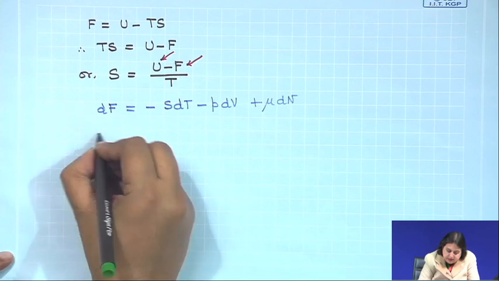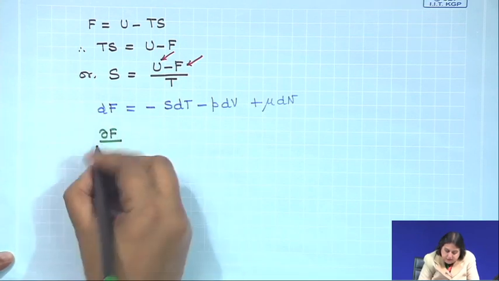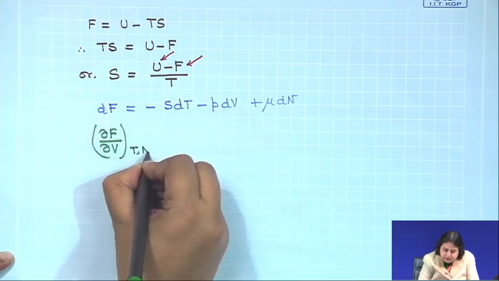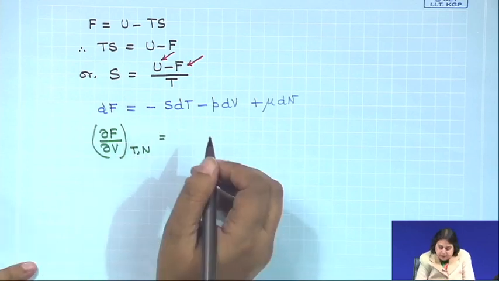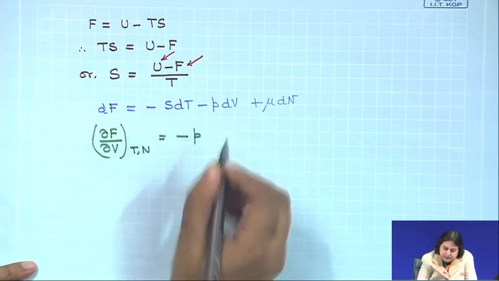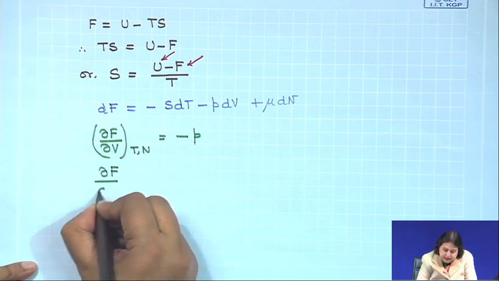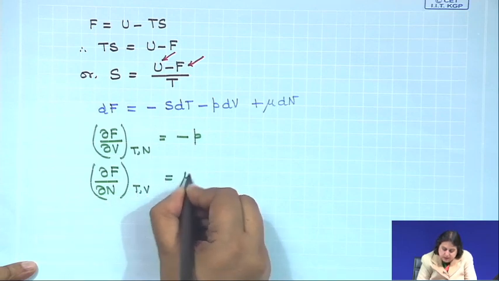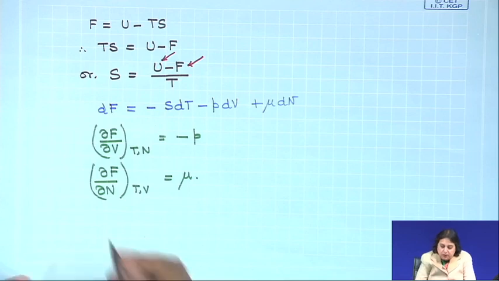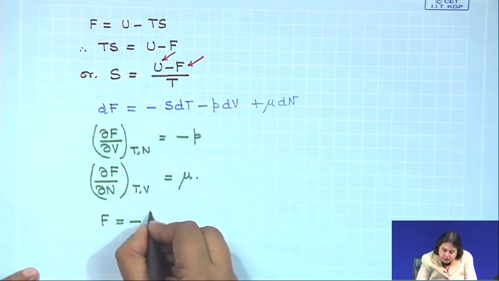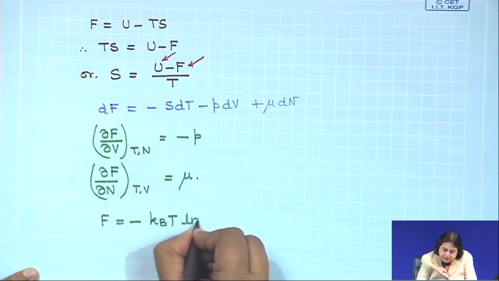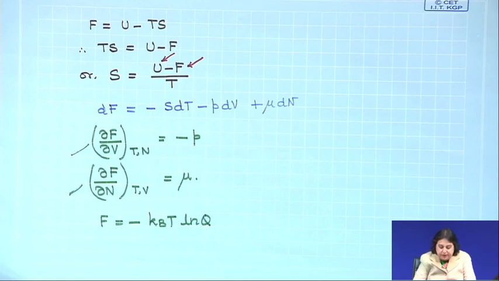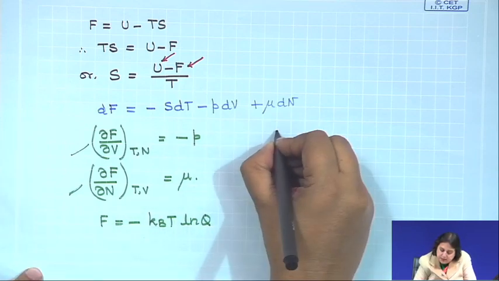So, from here I can immediately write down that (del F del V) at constant T and N, what is that quantity? That is equal to minus P, and (del F del N) at constant T and V, that is equal to mu. So, if I now exploit the fact that F is equal to minus kBT ln Q, I note that in both the cases I am keeping temperature constant.